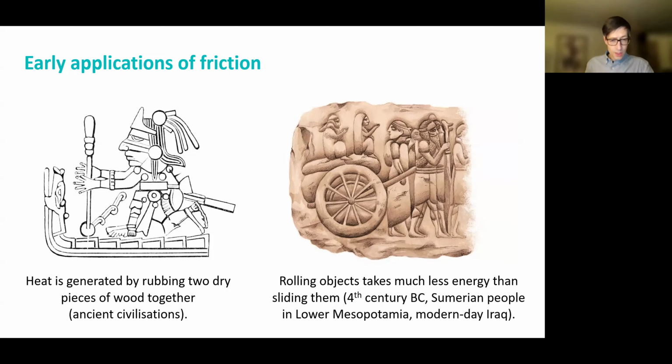So ancient civilizations realized relatively quickly that they can generate heat by rubbing two dry pieces of wood. And then in the 4th century BC, a major realization, the discovery that replacing sliding friction with rolling friction can actually decrease the forces required to move objects significantly. And with that, of course, improving civilization.